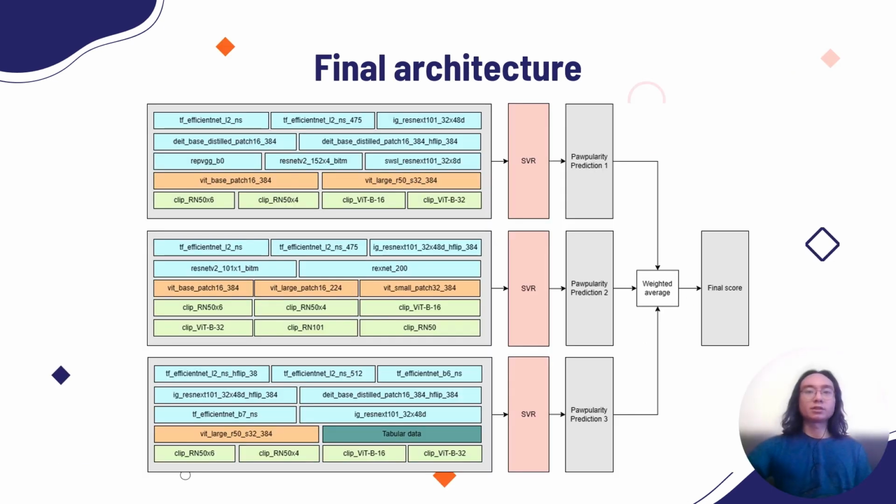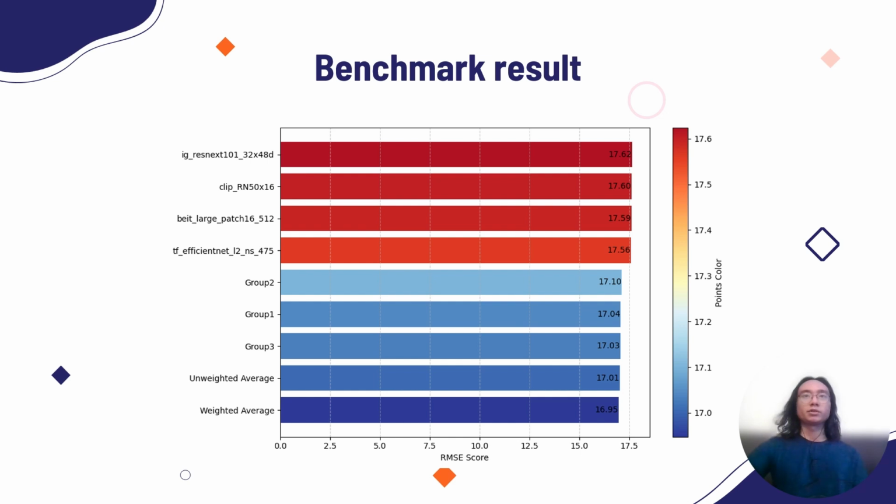So this is the final architecture that we came up with. 26 feature extractors are divided into 3 groups. The features extracted are then fed into the SVR module. After that, the results are weighted and combined into a final prediction score. The experiment results are in the chart below. First, we have the 4 best performing individual models, which range from 17.56 to 17.62. With the aforementioned groupings, the performance significantly improves to 17.01. Finally, our weighted average model further combines the results and outputs the final prediction, improving the performance to 16.95.